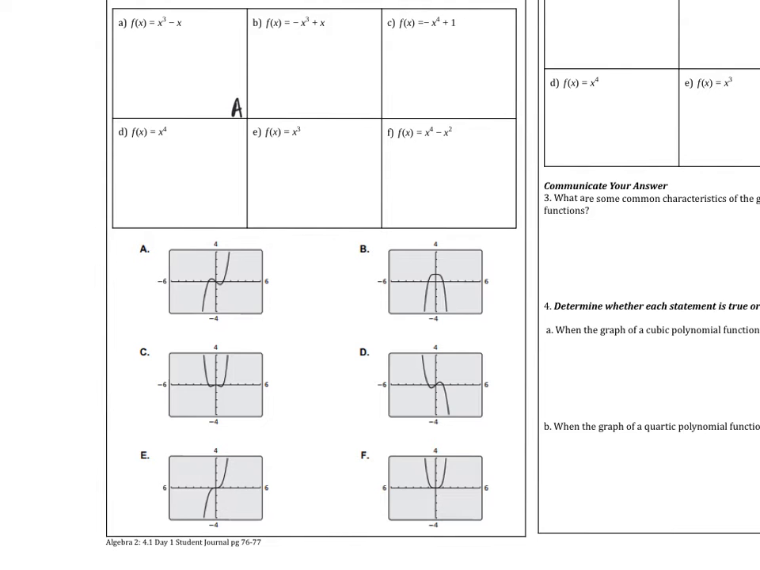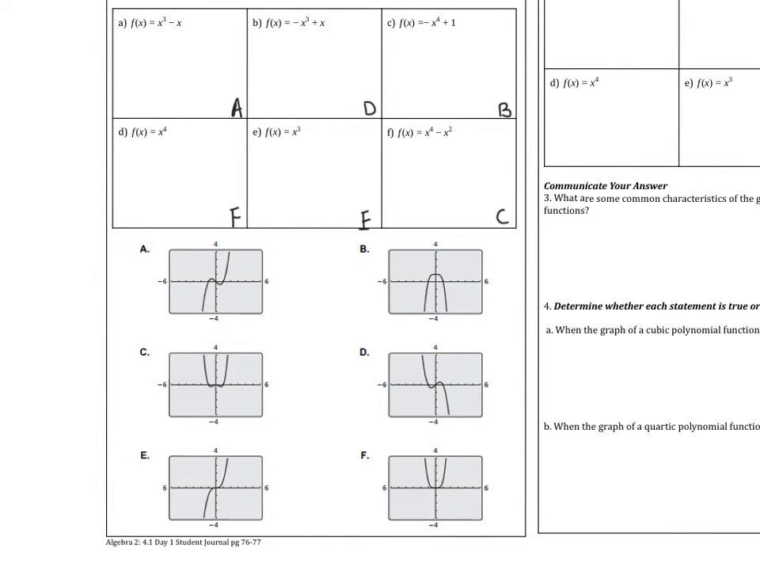Now when you graph function B, negative x cubed plus x, that is going to match with graph D. C, using the Desmos calculator, matches with the B graph, and D, x to the power 4, matches with F. And E, which is x cubed, is the parent function of a cubic function. Cubic function means degree is 3. So this one has a degree 3, and it's a parent function that matches with E. And the last one matches with C.